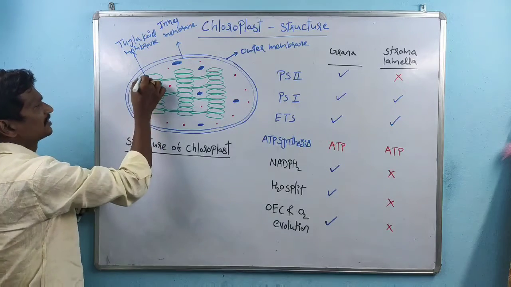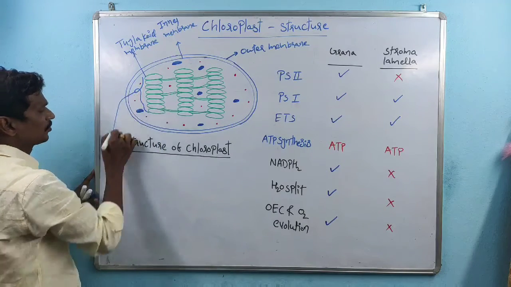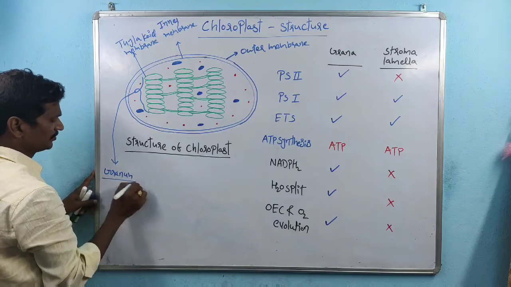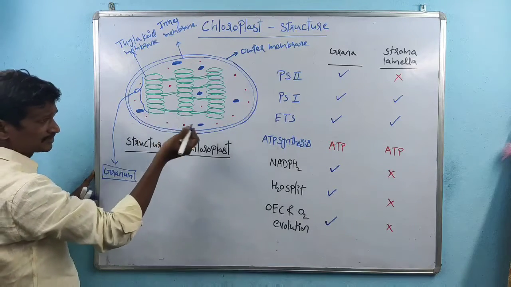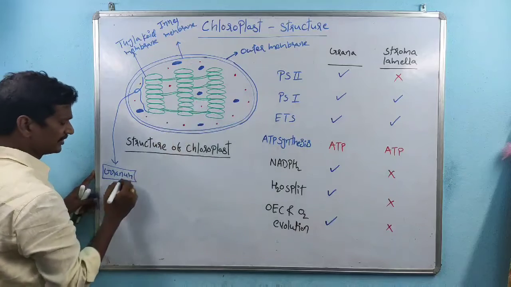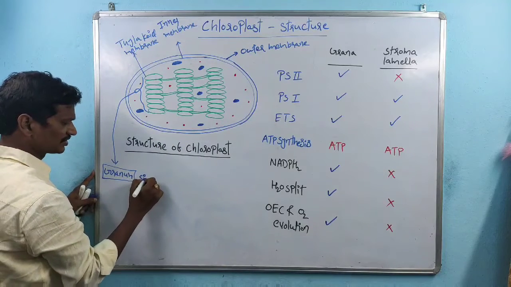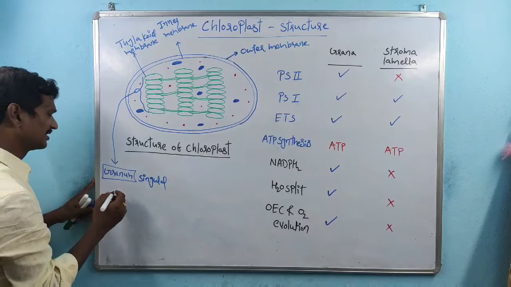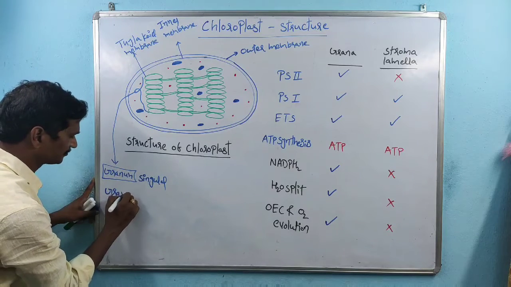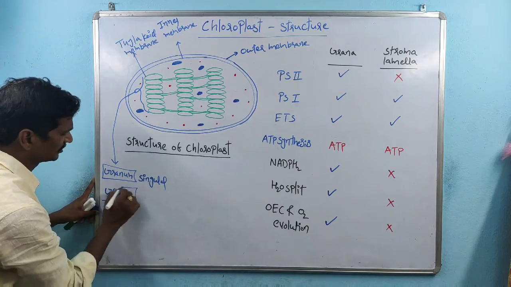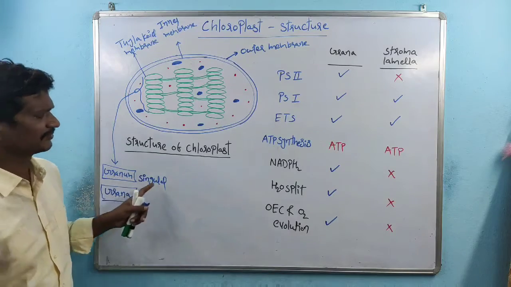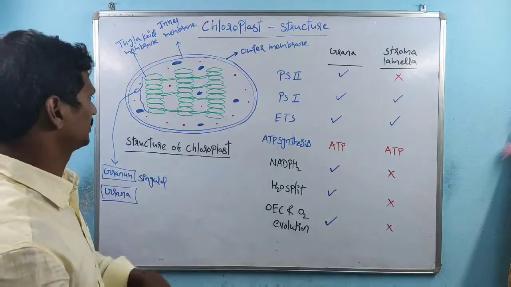Here there is a row, and the row is called a granum. The total content, the total granums, is called grana. This one is singular and this one is plural, right? So that is the big difference between granum and grana.